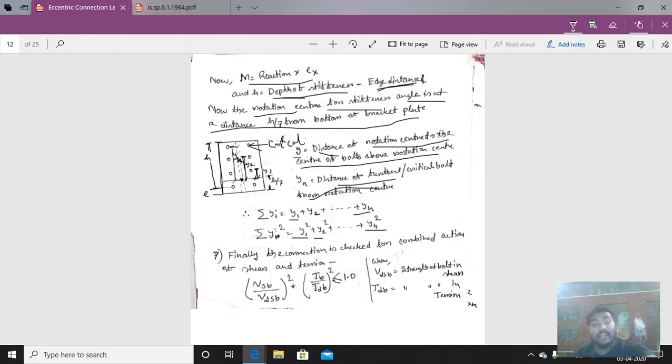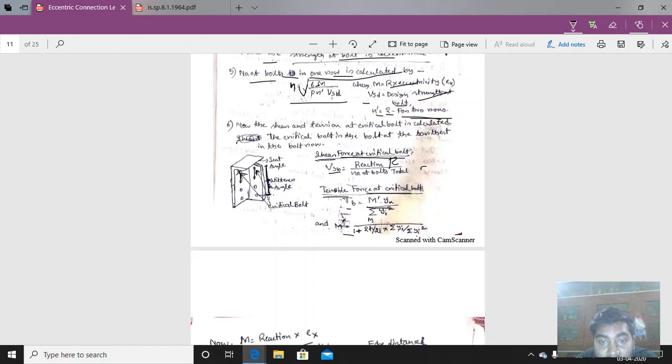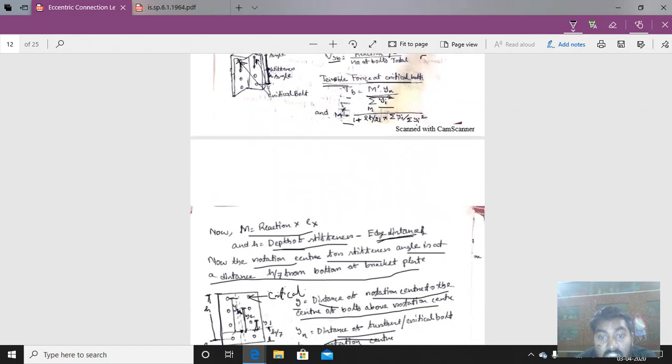Okay, so y1, y2 and yn, and y1 square plus y2 square plus yn square have to be determined from that formula. By that concept, I think it is clear to you why it is y1, why it is y2 and why it is yn. We have to determine them from that formula. So putting all the values here, we can calculate m dash, and then from m dash to Tb.